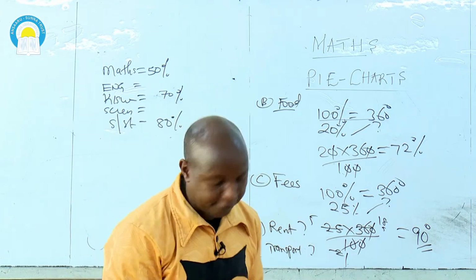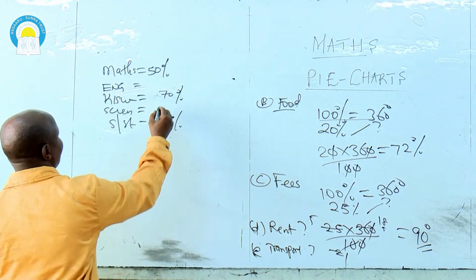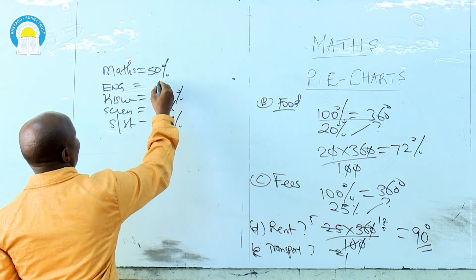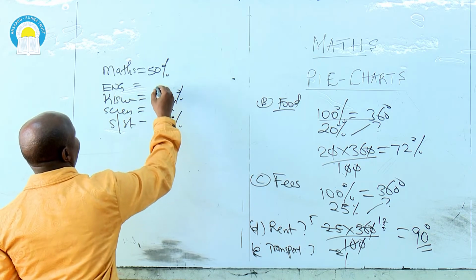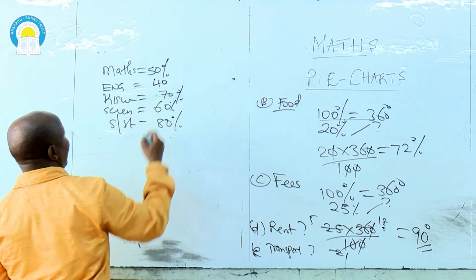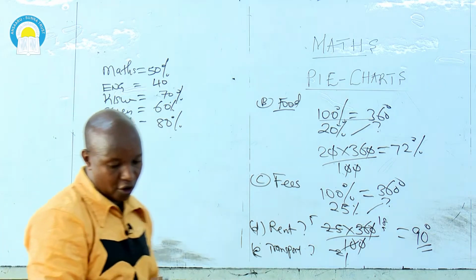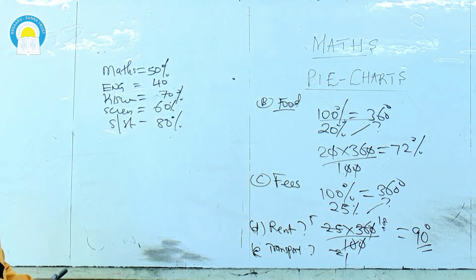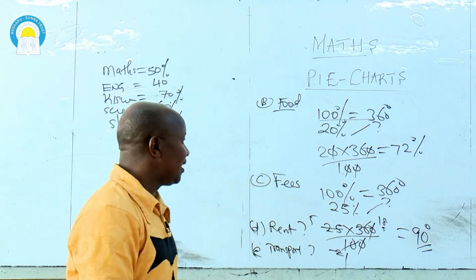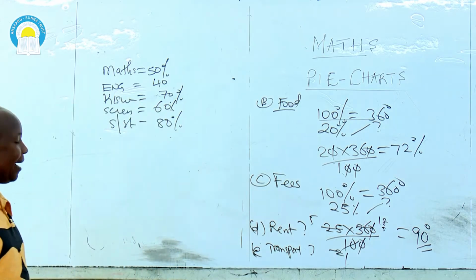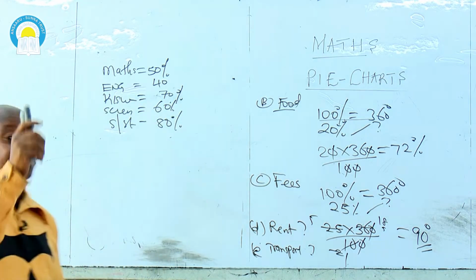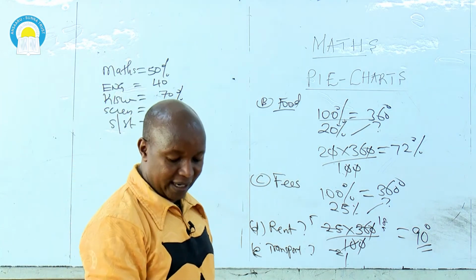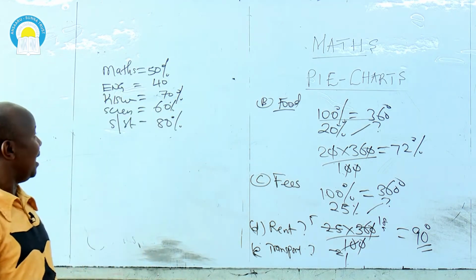Then English 40 and the science 60. We want to present all this in a pie chart. If a pie chart was to be drawn, how much angle will represent, for example, mathematics? These are the marks obtained by Abdi, one of our students who sits at the back in my class, in each end of term examination.